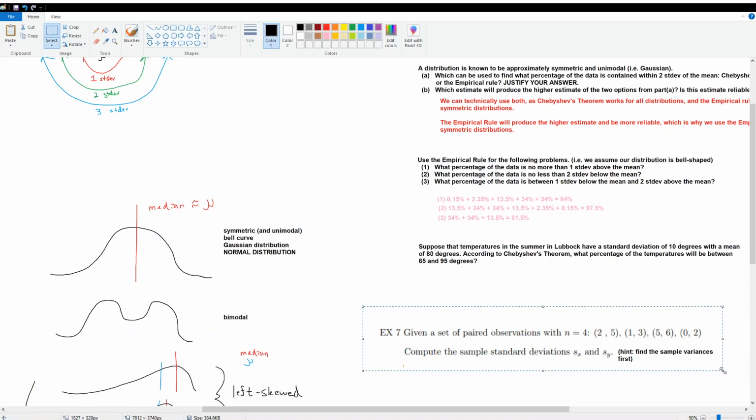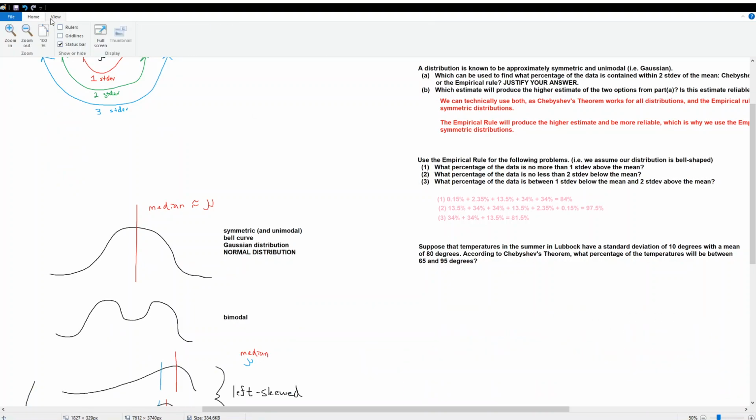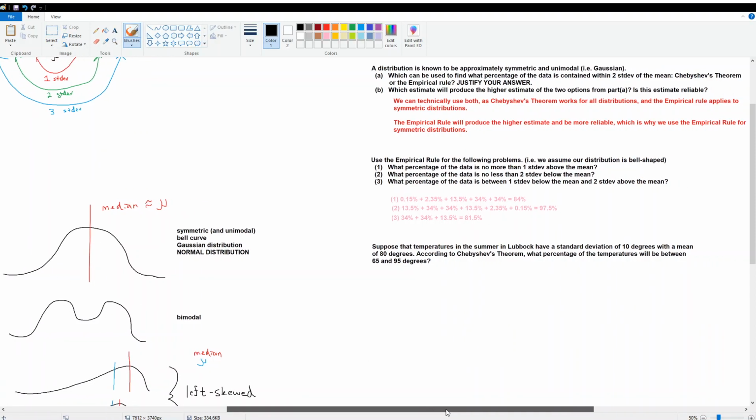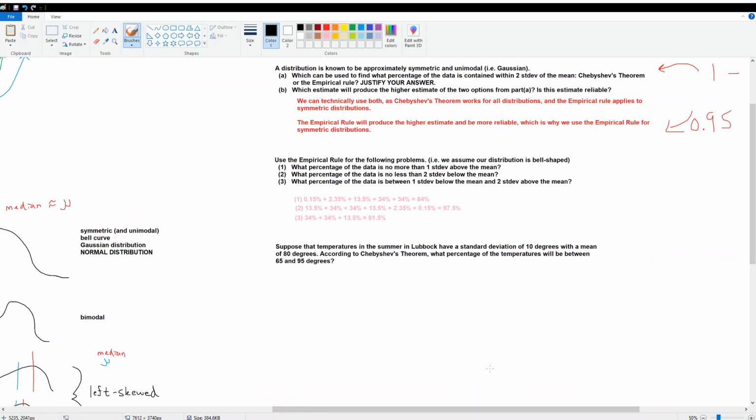In this case, first of all, we have a mean of 80. So the mean is 80. And our standard deviation, we're told, is 10. So we're asked what percentage of the temperatures will be between 65 and 95 degrees.